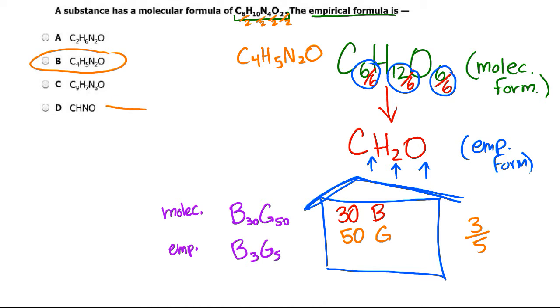This one is tricky because some people who kind of breeze through and weren't thinking about it are going to think that the empirical formula is just an accounting for all the atoms as far as which atoms are present, but you have to have the ratio to the lowest whole number.